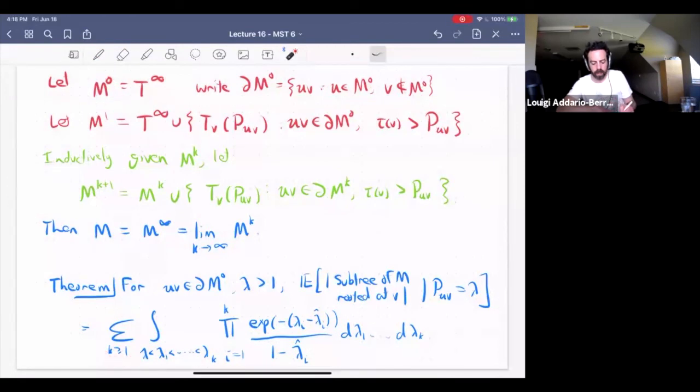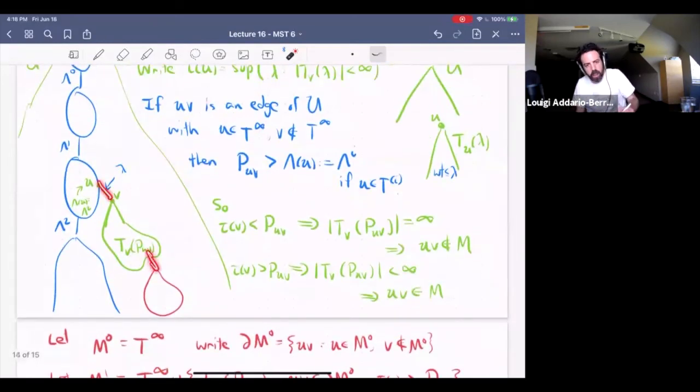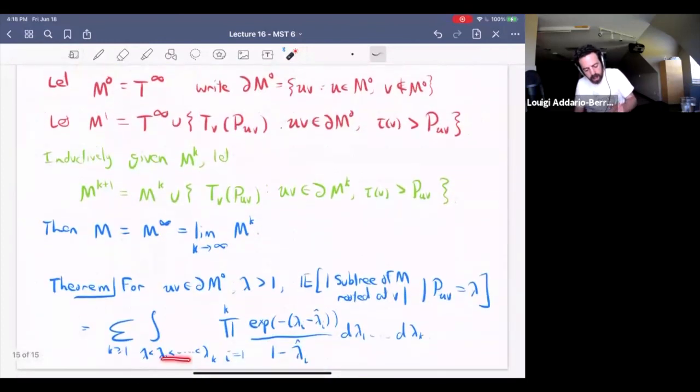The k term in the sum is the kth layer, and then you need to ask how far up the parameter has gotten. These values are getting larger and larger along here, lambda 1, lambda 2, and so on. So the integral is tracking how high the values get.